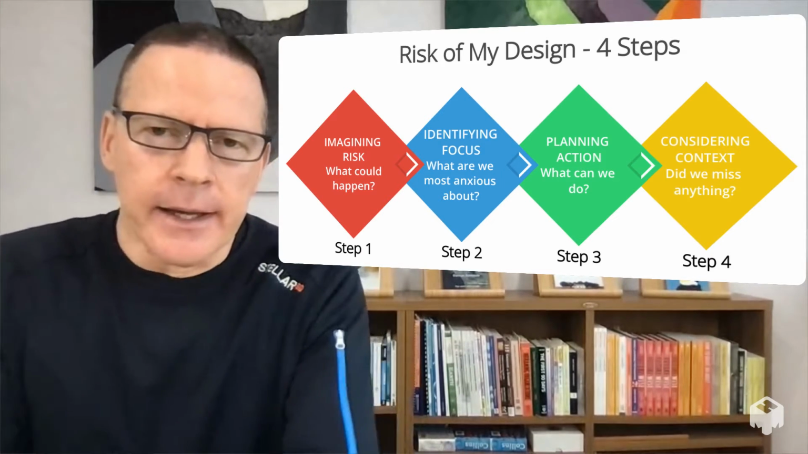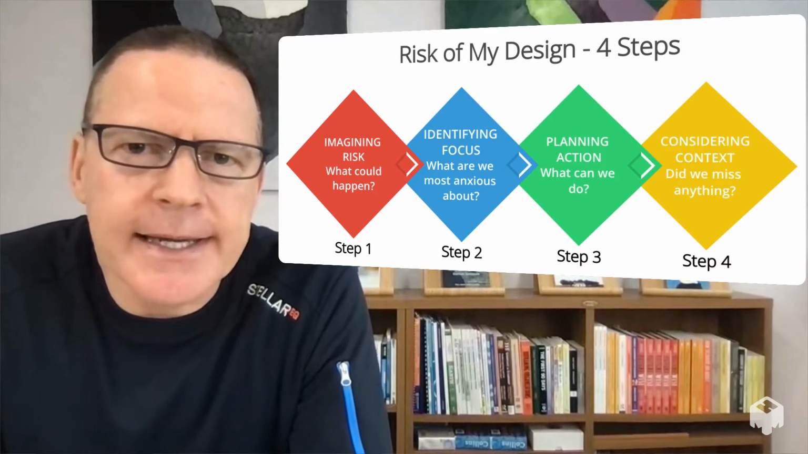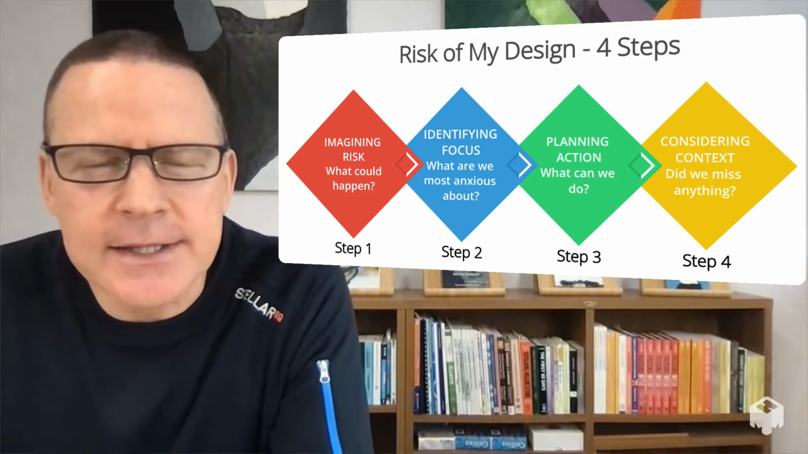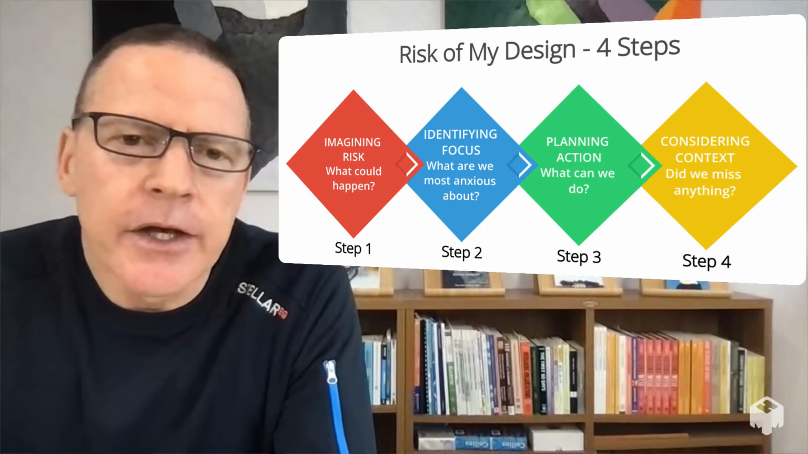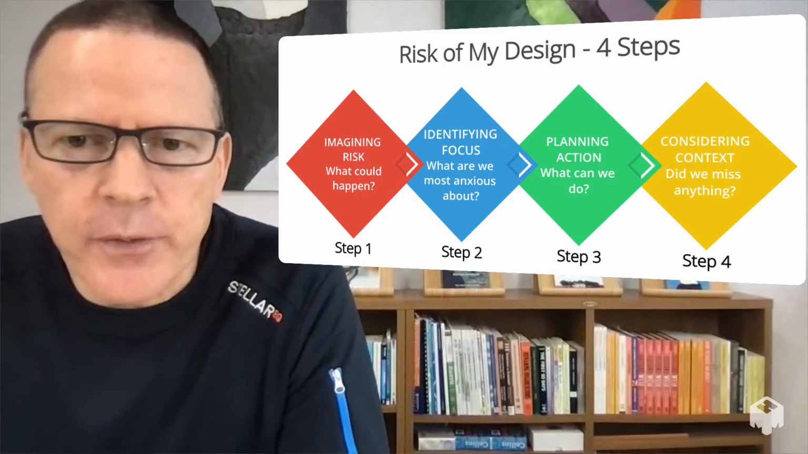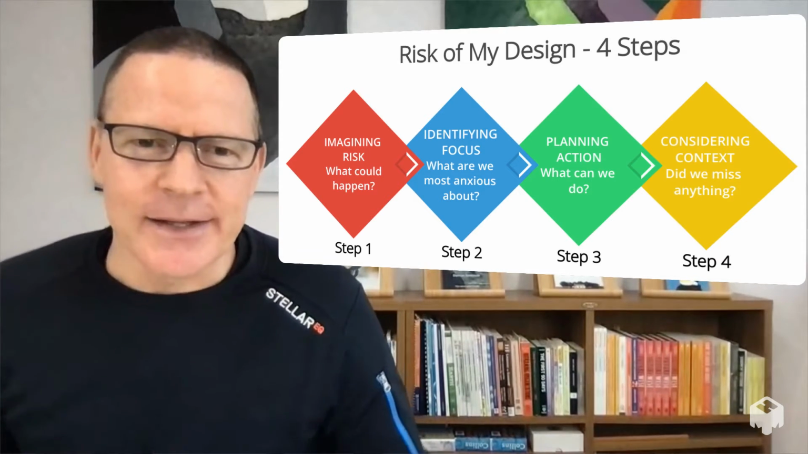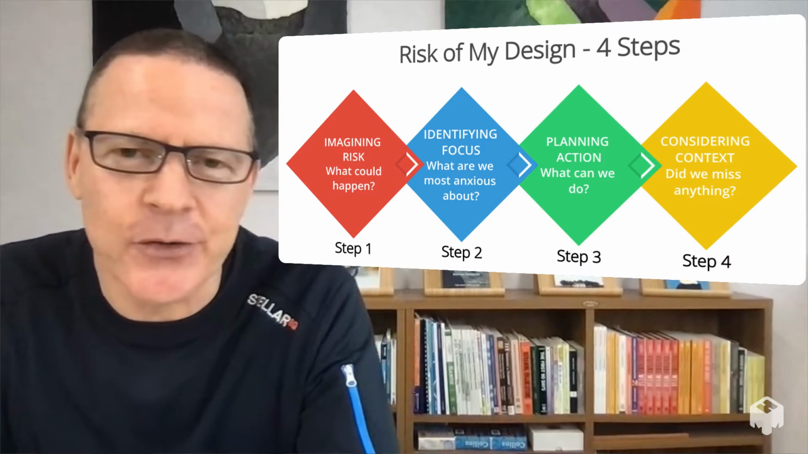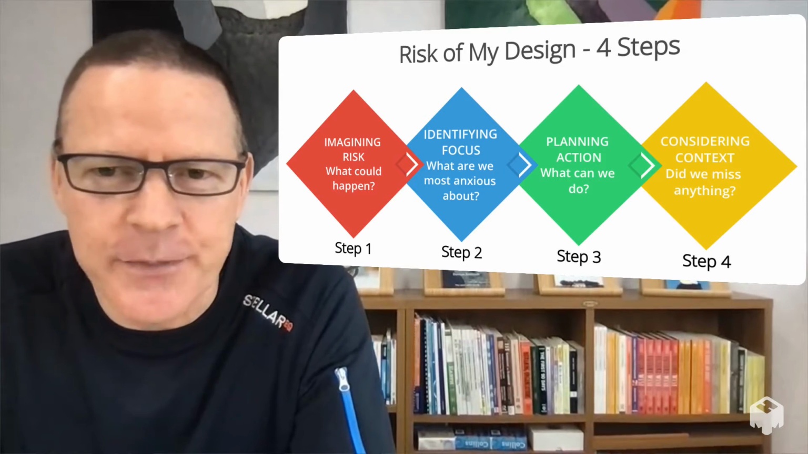This is the really practical step, thinking, if this was to happen, then what would I do? Or there's potential for this to happen, therefore, how could I avoid this? So that's a really simple planning process. And then the fourth one is considering context. Did we miss anything? And the bad news is, yes, you will most certainly miss something, because we always miss something. And context will always be really important.